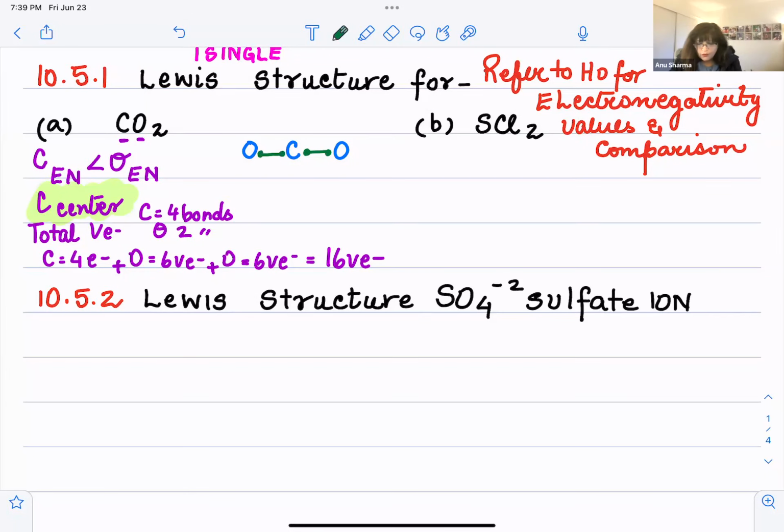So you used 4. How many are left? 16 minus 4 used, so what is left is 12 electrons. We are going to place them: 1, 2, 3, 4, 5, 6, 7, 8, 9, 10, 11, 12. Now, when you check, always check.